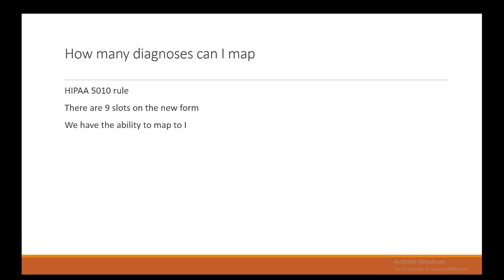How many diagnoses can I map? Now, you all know the HIPAA 5010 rule says that when we transition over to ICD-10, everybody has to have some basic type of electronic health records. So they changed that CMS 1500 form where it now has 9 slots instead of 4. And it has the ability to code up to 9 diagnoses. So right now, if you need to, you can actually code out to I, okay? This is because the new form will allow you to enter in 9 diagnoses.